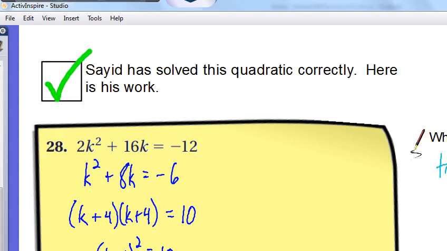Okay, so to get 1k squared, if you come along one of these and you're trying to complete the square, you should try and get 1k squared. You should try to do that every time.